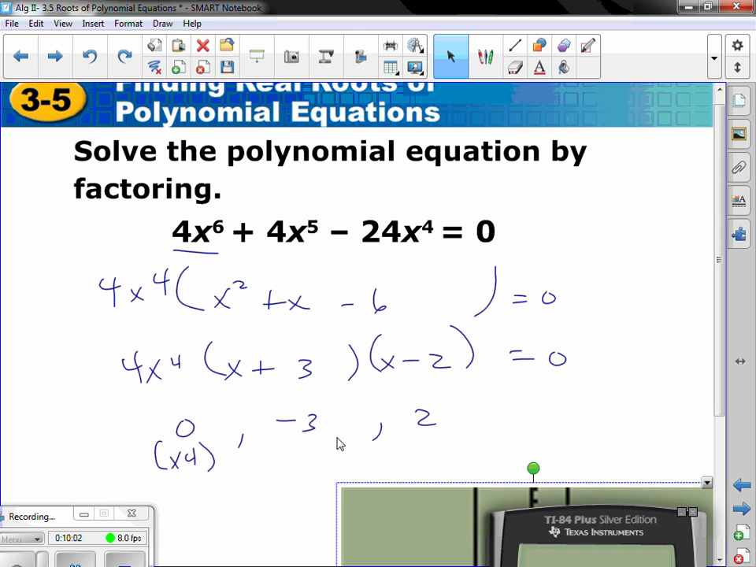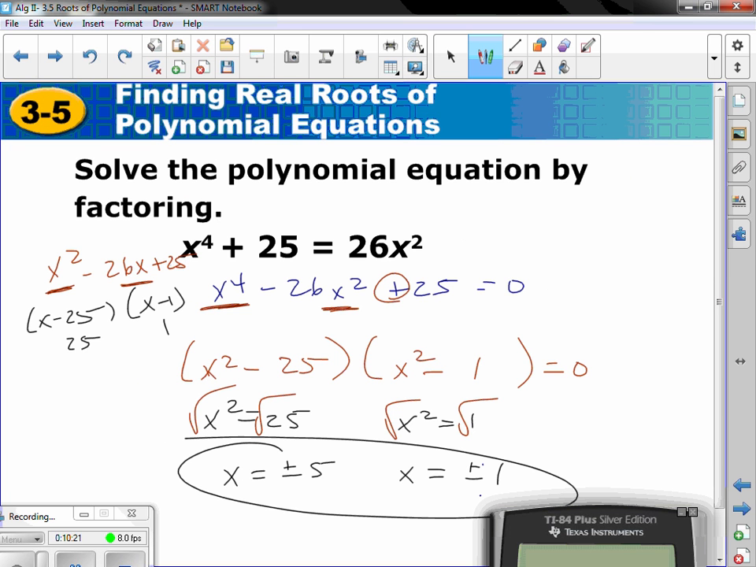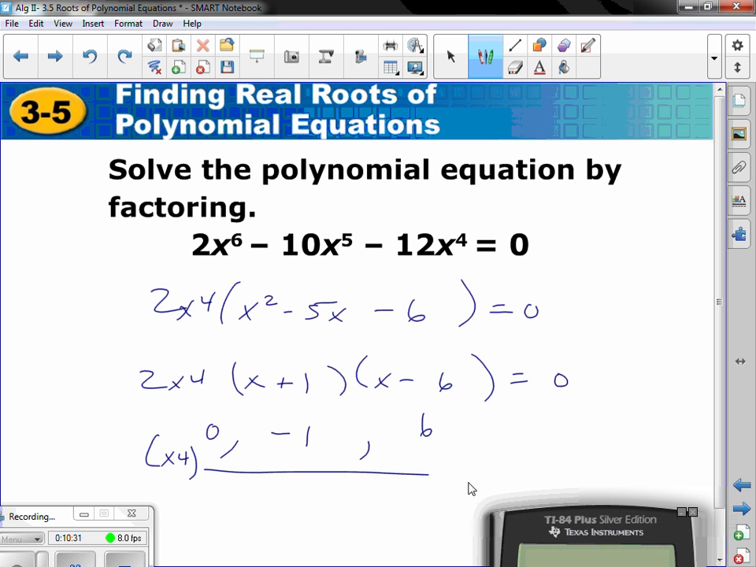So what do I have in total? 1 here, 1 here, 4 here. 6. What can you tell me? The number of zeros is going to match the degree of the function. What's my degree? 4. The degree is 4. I have 1, 2, 3, 4 zeros. For this one, the degree is 6. 1, 1, 4 here, so I have a total of 6.